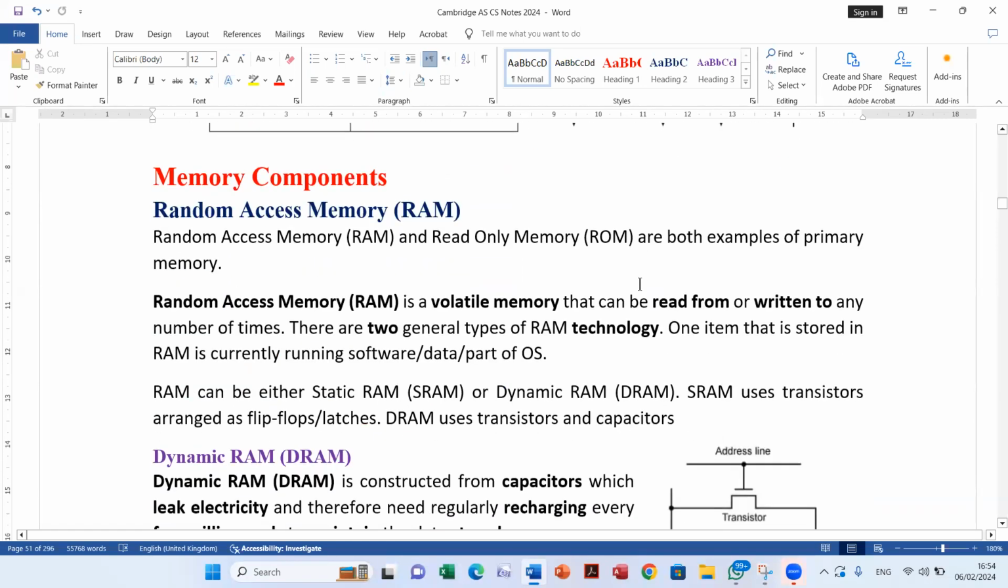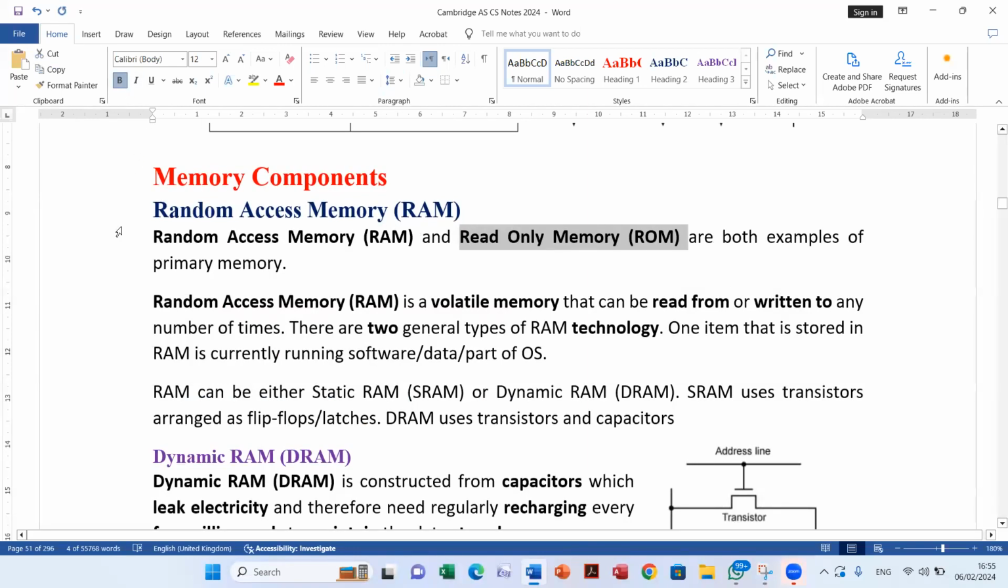Let us go into the memory components. Let us study the RAM. Random access memory RAM and read-only memory ROM are both examples of primary storage. So RAM and ROM are called primary memory or primary storage. Random access memory RAM is volatile, which means it loses data when the power is turned off. It can be read from and written to. RAM can be read and written any number of times.